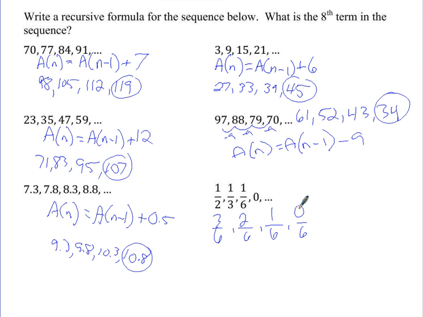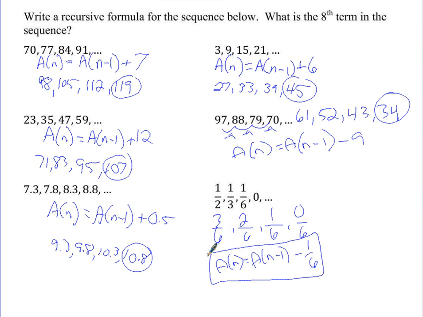So is this an arithmetic sequence? Yes. How much are we changing by each time? Negative 1/6. So I'm going to write my recursive formula is a of n equals a of n minus 1 minus 1/6. There's your formula.